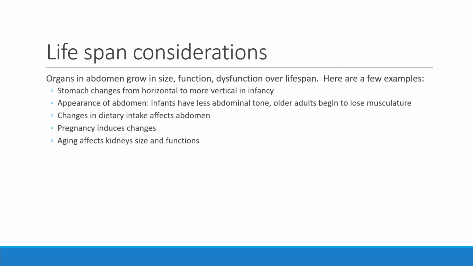So some lifespan considerations: organs in the abdomen grow in size, function, and dysfunction over the lifespan. For instance, with our infants, the stomach changes from horizontal to more of a vertical position. Appearance of the abdomen: infants have less abdominal tone. Older adults begin to lose some of that musculature. Changes in dietary intake affect the abdomen. Pregnancy induces changes, and aging affects kidney size and function as well, just to name a few of the changes that we see throughout the lifespan.